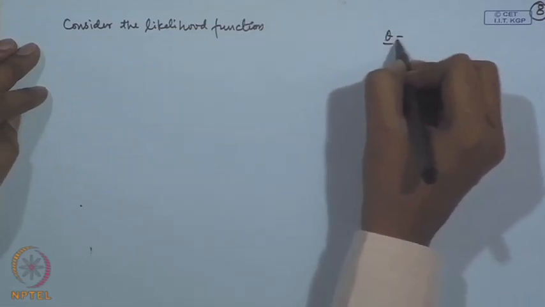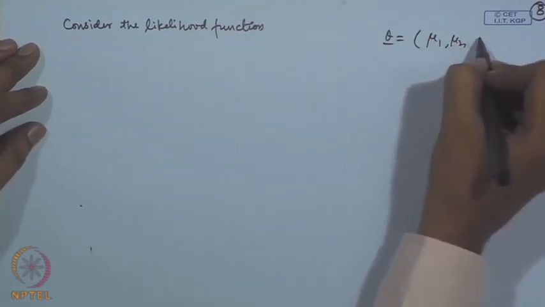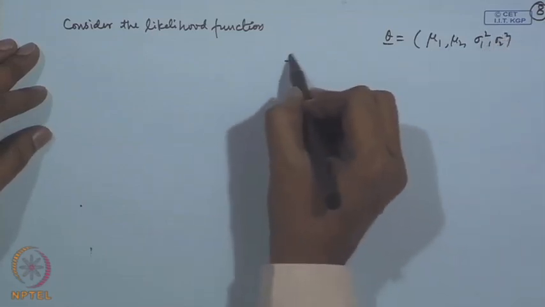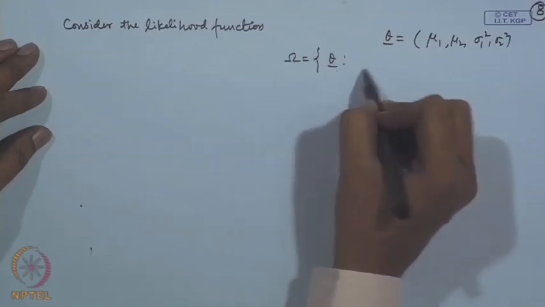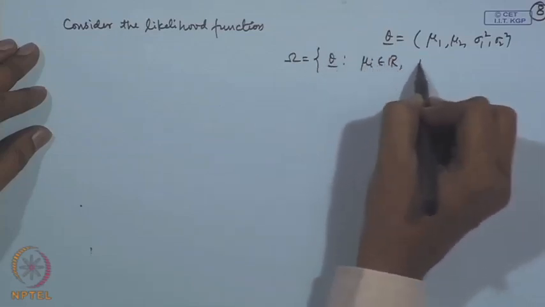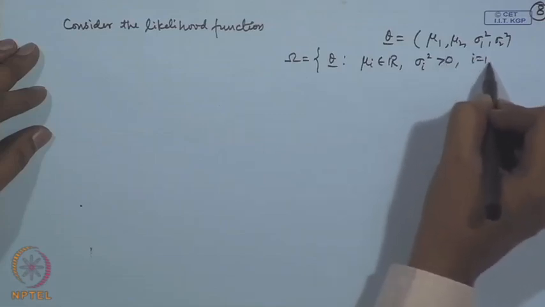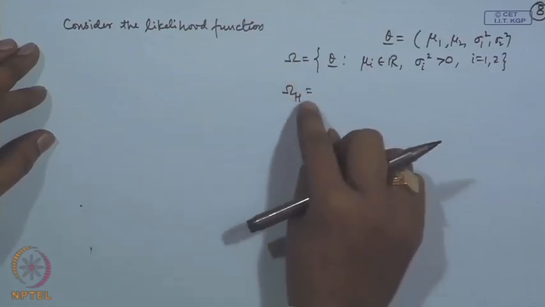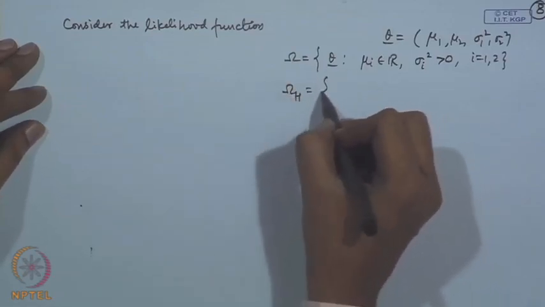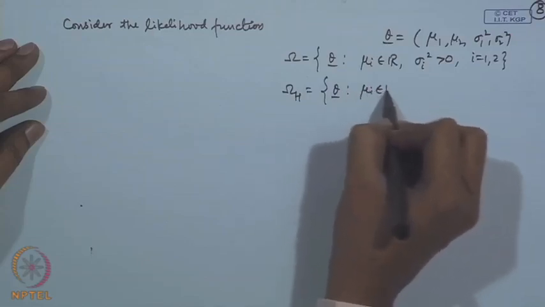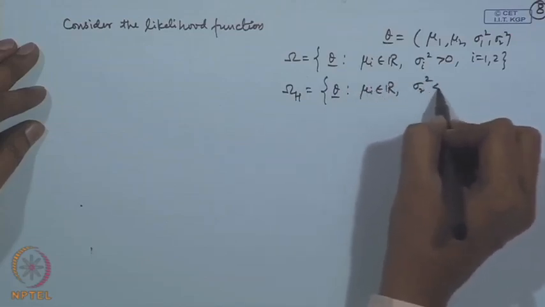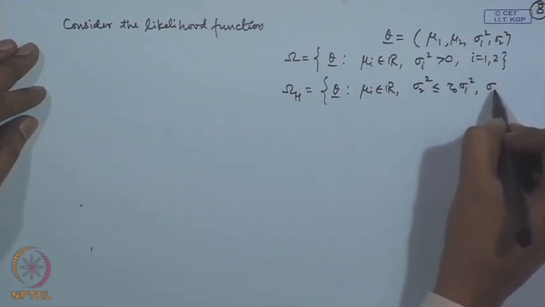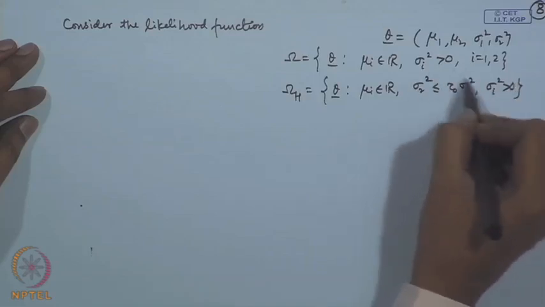Now, note here my parameter is now 4 dimensional: mu1, mu2, sigma1 squared, sigma2 squared. The null hypothesis parameter set is: mu i's are real and sigma i squared is positive for i equal to 1, 2. And in the null hypothesis parameter set, we have the restriction that sigma2 squared is less than or equal to tau naught sigma1 squared, and of course, both are positive. So, this additional restriction has come here.